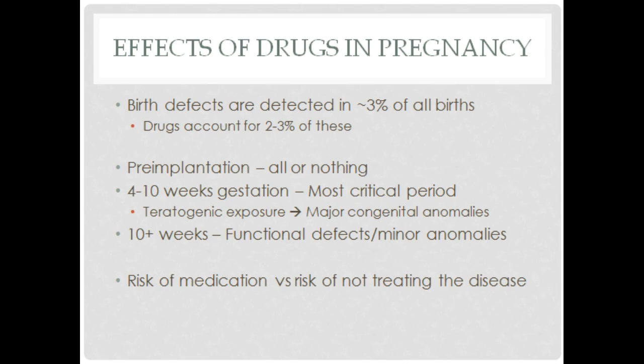And then after we're well established as far as implantation goes, week 4 to week 10, and I'm not speaking from conception, I'm speaking from the last menstrual period, that would be the most critical period. If there is an exposure to a teratogen in that time, that's when you see major congenital anomalies. And after you get past about 10 weeks, if you do have an exposure to something, it would be more minor anomalies or functional defects.